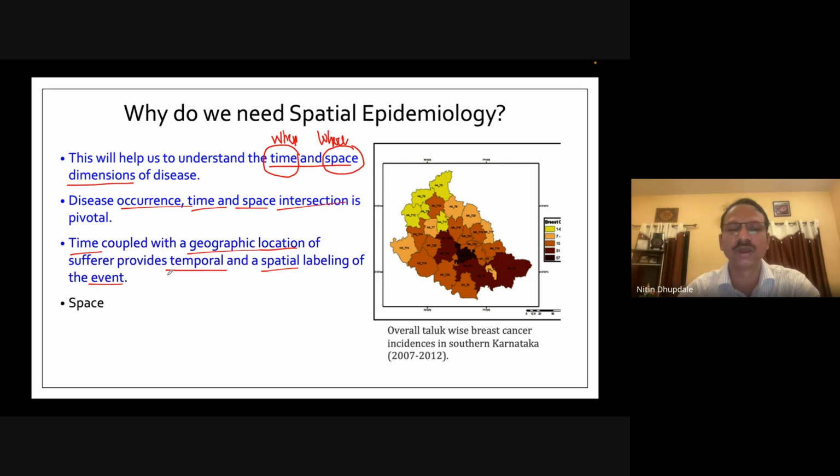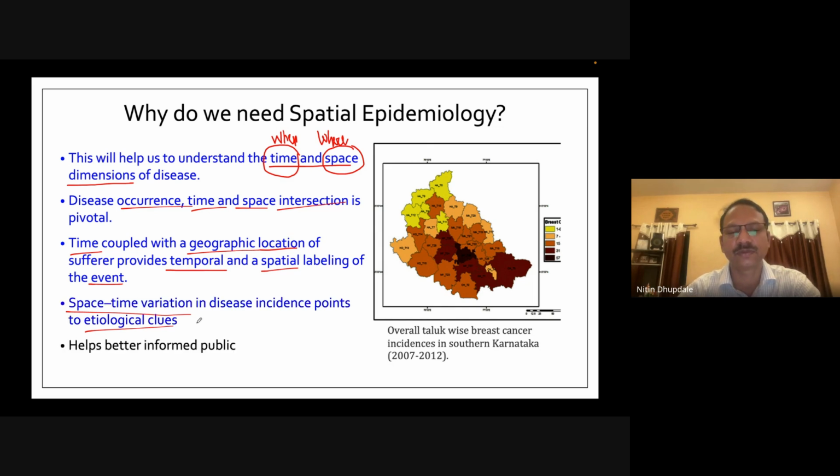Okay, so these are the two questions which can be understood when we use spatial epidemiology. So space-time variation of the disease incident points to the ecological cues, and it will give us some idea about what is causing the occurrence and spread of this disease in terms of time and space. So it helps us to make better public health decisions based on the information and the inferences we get from this data.